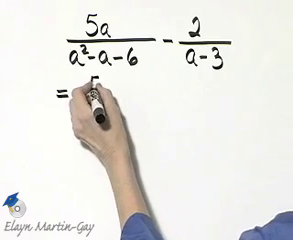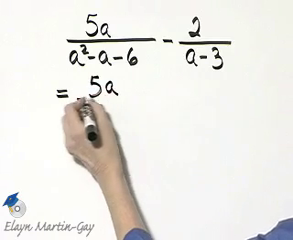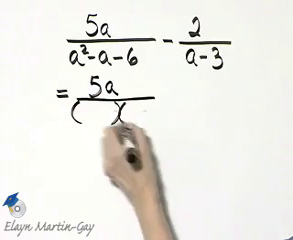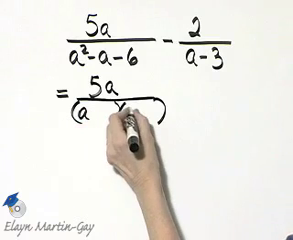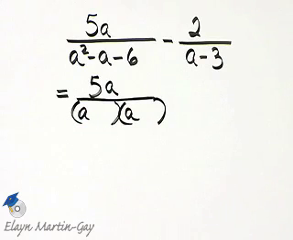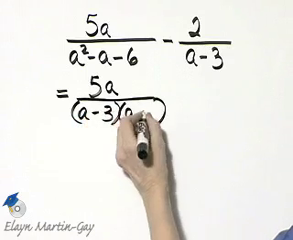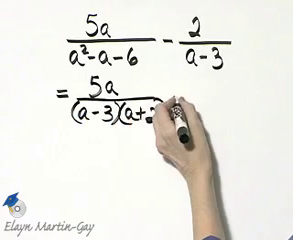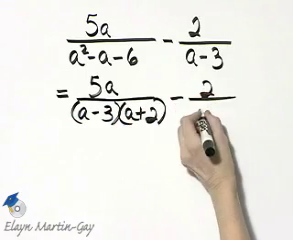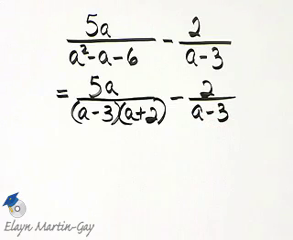To find that least common denominator, let's factor that first denominator. I'll have a and a. Two factors of -6 whose sum is -1, that would be -3 and +2. Always make sure you check me by multiplying.